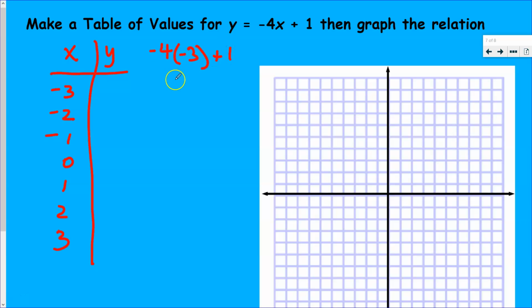Okay, so -4 times -3 is 12 plus 1 is 13. All right, your integer rules come into play here again. And so that's what my y would be, because I'm using this as my place to substitute. All right, you don't have to write all this out every time. It's good practice, but I'm going to fast track here a bit and do them in my head.